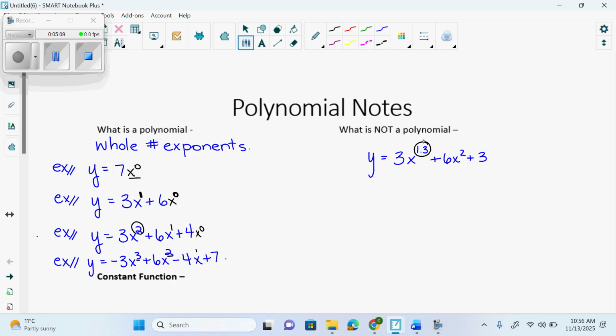Another one we could have would be like y equals 2x to the 3 halves. That wouldn't work either because 3 halves is 1.5, right? That's a rational, not a whole number. Another one could be an integer. So I could go like y equals 3x to the negative 2. This wouldn't work either. That's not a whole number, right?